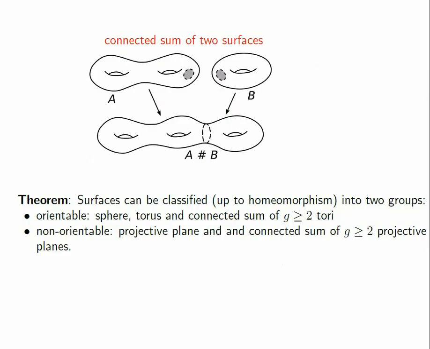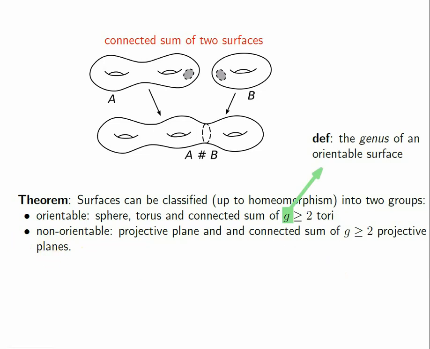If we have two surfaces, we can obtain a third surface by constructing their connected sum. We remove a disk from each surface and glue the boundary of this disk together. It turns out that any orientable surface, apart from the sphere, can be obtained as a connected sum of g tori, where g is called the genus of the surface. Moreover, any non-orientable surface corresponds to the connected sum of some projective planes.